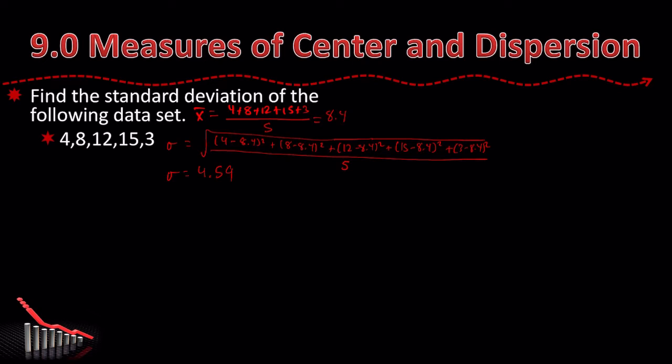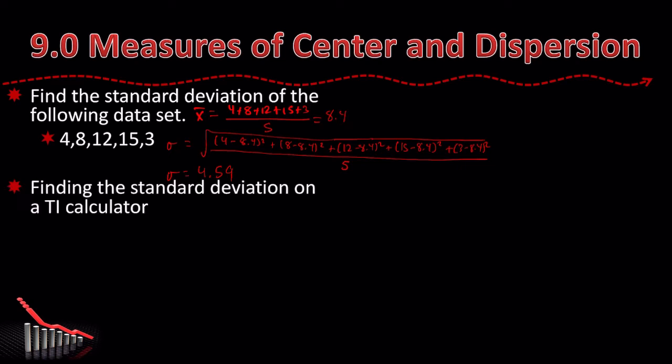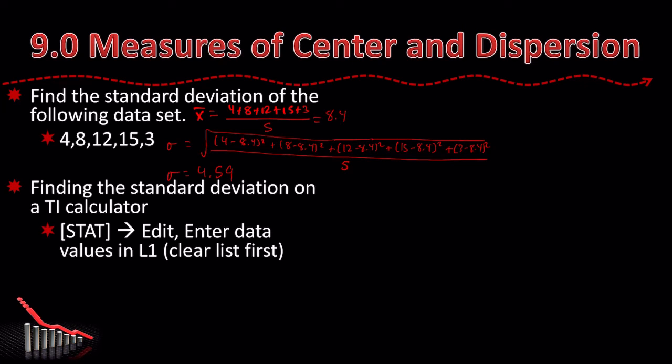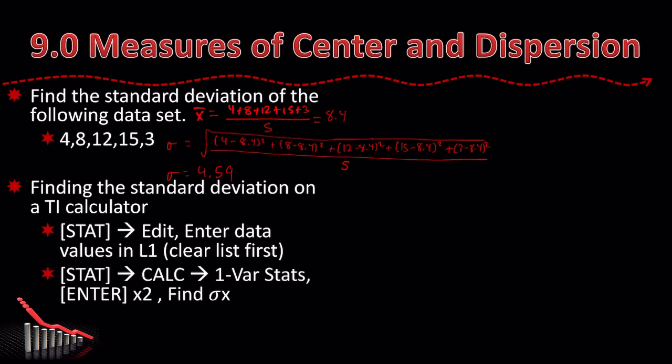Yeah, I know. So, there's a button on your calculator. For a TI calculator, you'll hit Stat, Edit, and you'll enter the data values in list 1. You might have to clear the list first. And then you go Stat button, Calc. You go over the Calc menu. Then you select one variable stats. And you're probably just going to hit enter a couple times. So your data is in list 1, no frequency data. And then you scroll down the list until you see the standard deviation of x.